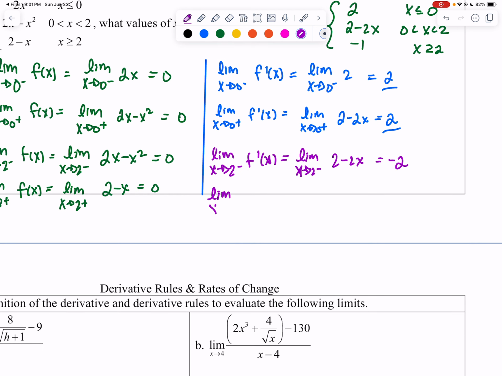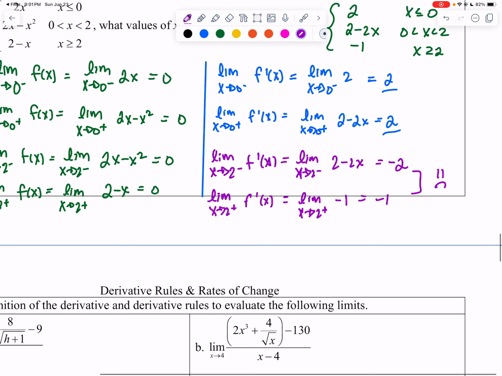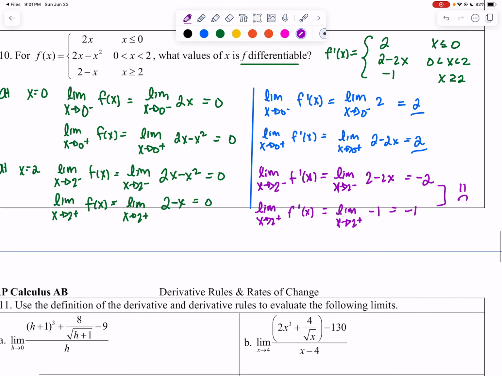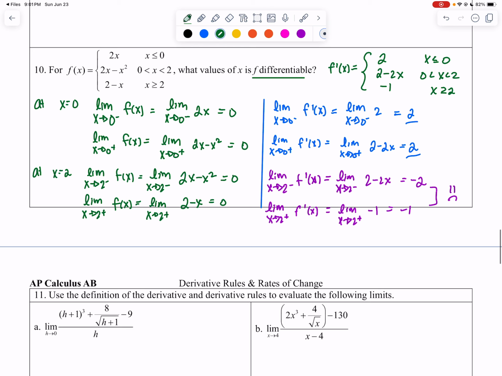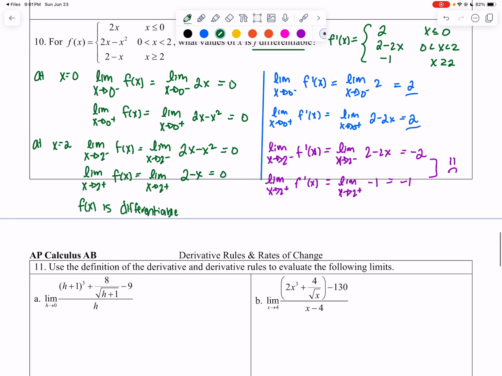Right, and then if I were to do 2 from the right, you'll probably notice that it doesn't match up because guess what? It's negative 1. I know. Since they don't match up, this tells me that f is differentiable everywhere except at 2. So to write this, I could say that f of x is differentiable from negative infinity to 2, and then 2 to infinity.